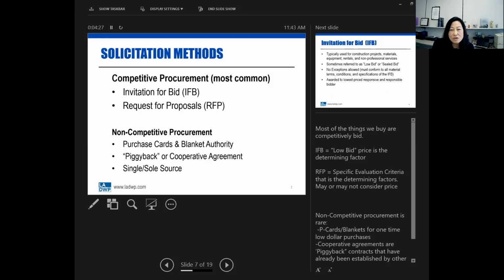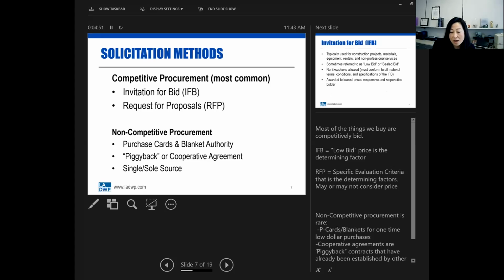So basically the solicitation method we use is competitive procurement. Like I said, that's what levels the playing field. We don't give it to, oh, it's because my brother, I know him, so let me give him the contract, obviously, right? So we put it out to bid, and the most common ways we use, I'd say 99%, it's either an invitation for bid or a request for proposal. That's what we use, the competitive procurement process.